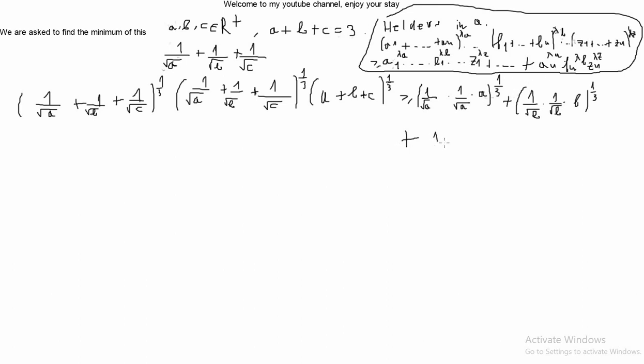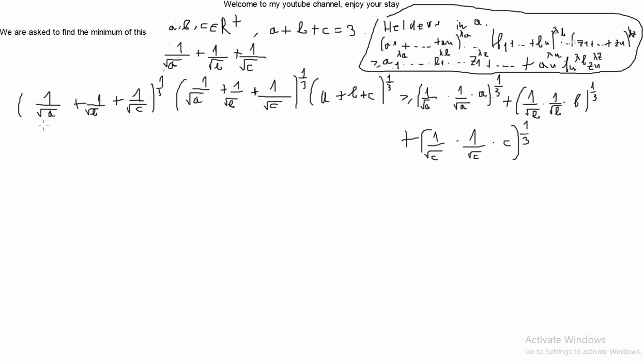Plus 1 over square root of c times 1 over square root of c, and now times c. Everything raised to a 1/3 power. Okay, what is this? This looks like 3. And the thing you can see, when this is 1 over a multiplied by a, this gets cancelled to 1.